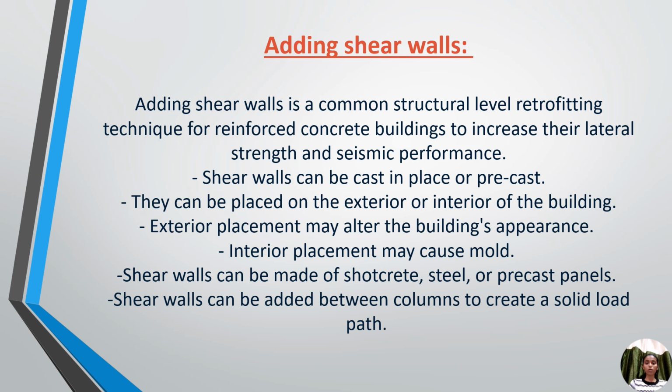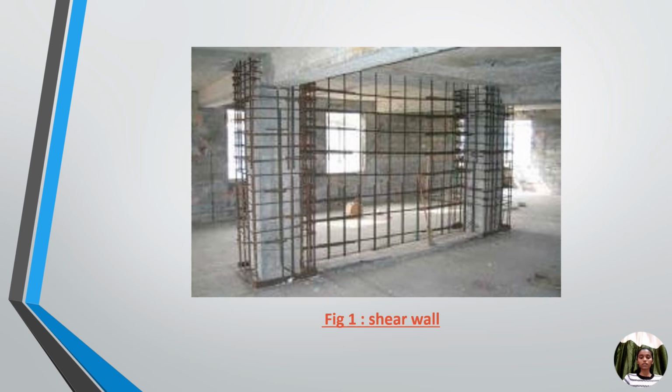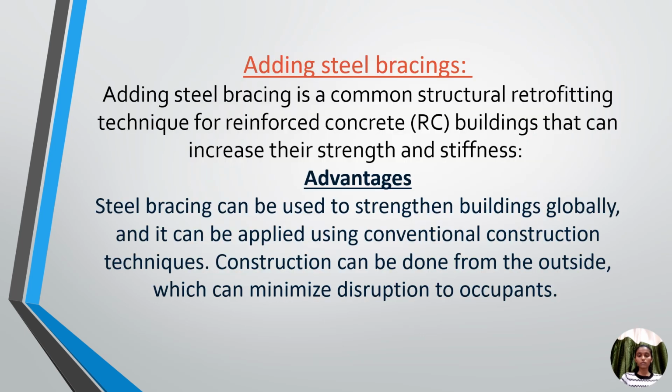Adding shear walls is a common structural level retrofitting technique for reinforced concrete buildings to increase their lateral strength and seismic performance. Shear walls can be cast in place or precast. They can be placed on the exterior or interior of the building. Exterior placement may alter the building's appearance. Interior placement may cause mold. Shear walls can be made of shotcrete, steel, or precast panels. This is the image of a shear wall.